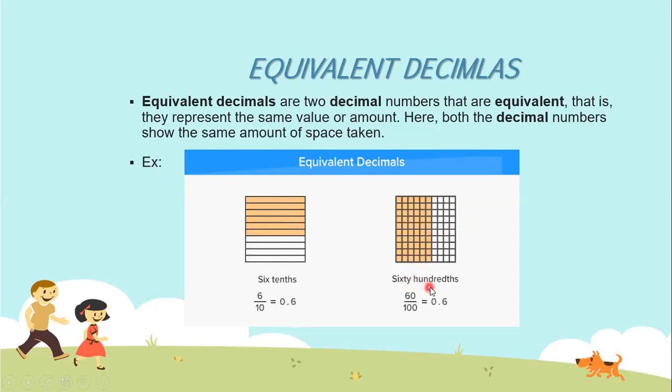In the same way here, 60 hundredths means 60 by 100. This also you will get as 0.6 only. If you see both diagrams, you will come to know that 6 by 10 equals 0.6, and 60 by 100 also gives 0.6. So these are equivalent decimals.